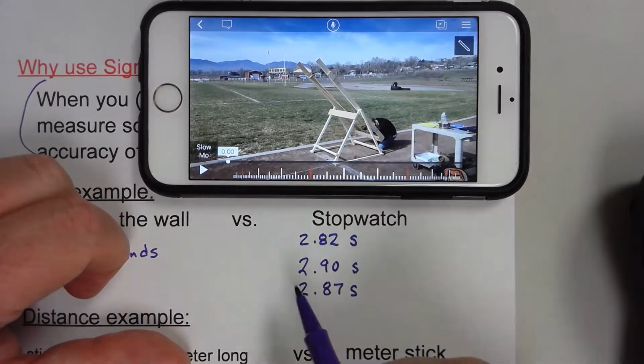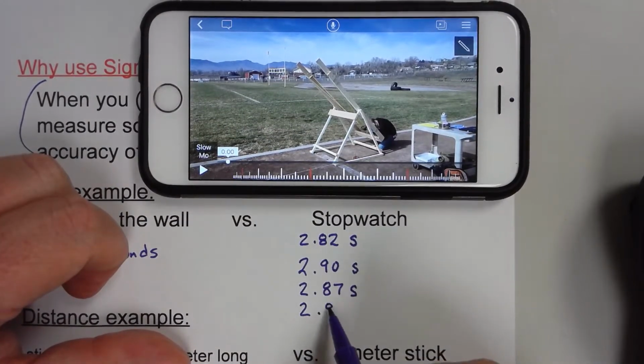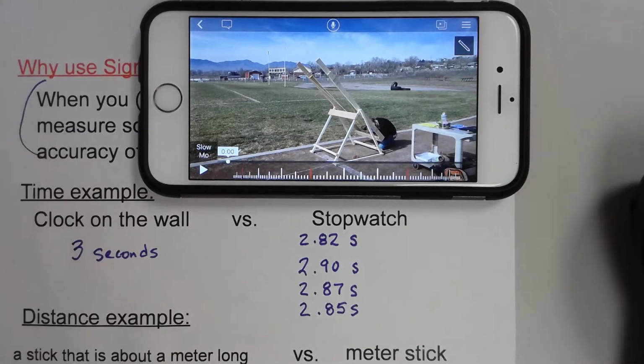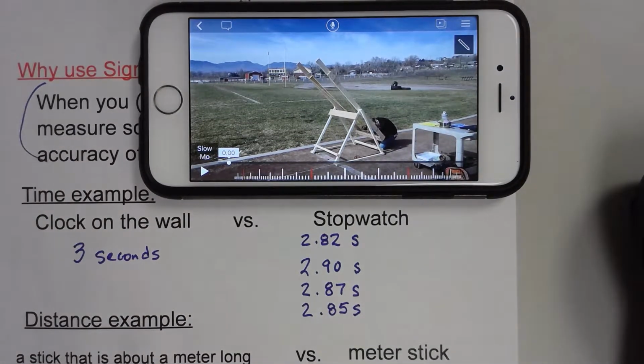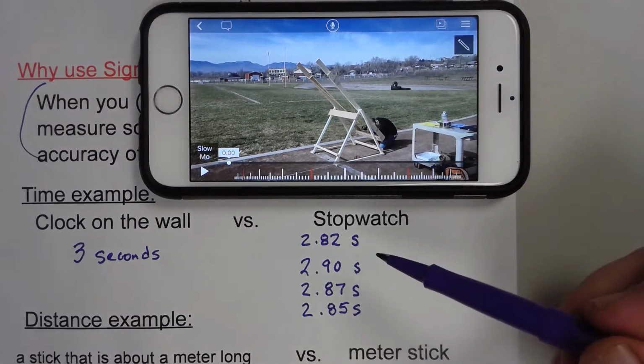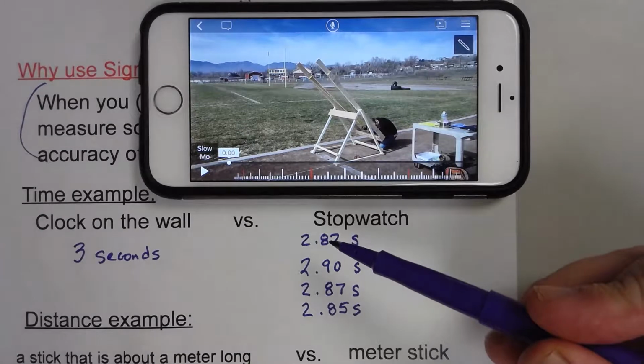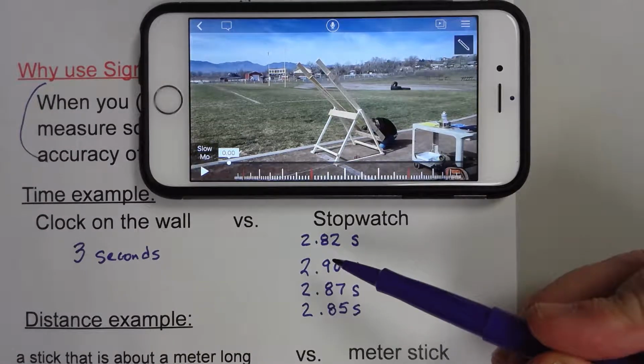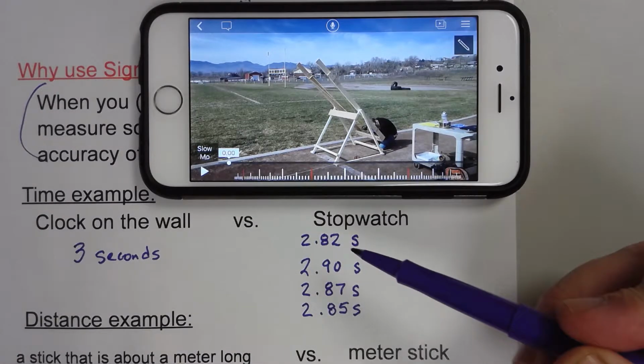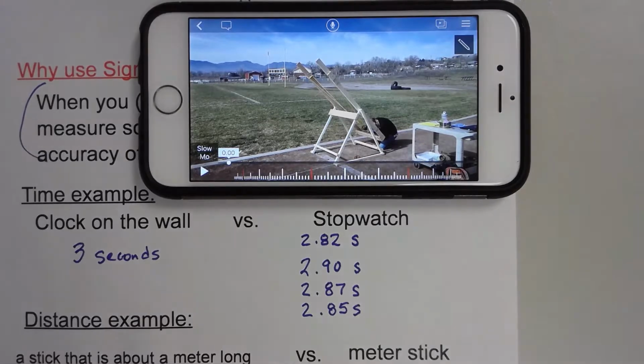2.85 seconds. Now, you can see that we have a little bit more accuracy and precision than we did with the clock on the wall. We know that it's not quite 3 seconds. What we're consistently getting is 2.9 at a high, 2.82 at the bottom. We could do this more than 4 times. We could have multiple people do it, average that data together, and we might be able to come up with as many as 3 sig figs, but certainly 2.